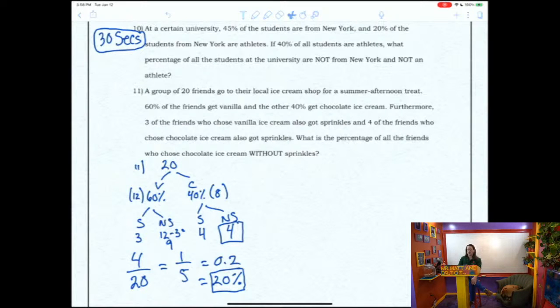That's going to be 4 over the total 20 friends, which reduces to 1/5, which is 0.2, which written as a percent is 20%.